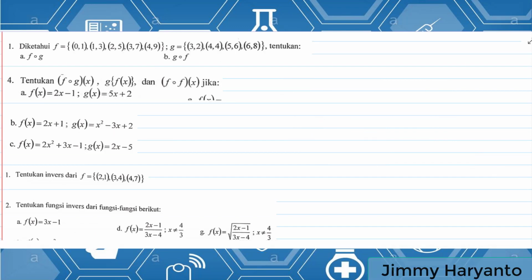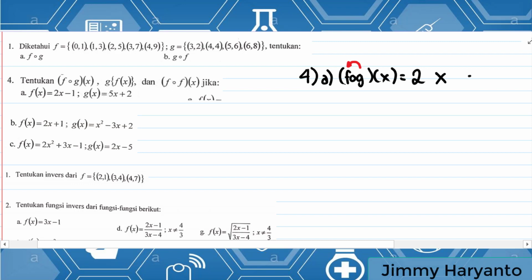Next is number 4, page 32. We have f(x) and g(x). The question wants us to find FOG, GOF and FOF. Okay, so the first one is FOG. FOG means you have to put the G into the F. So F is 2x minus 1. You have to put the G into the x of f(x). So G is 5x plus 2. There we go. So the result will be 10x plus 4 minus 1 plus 3.